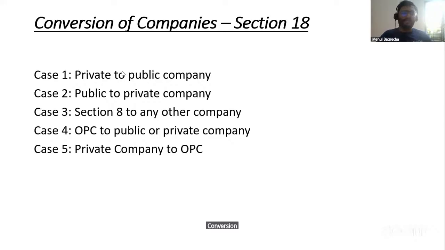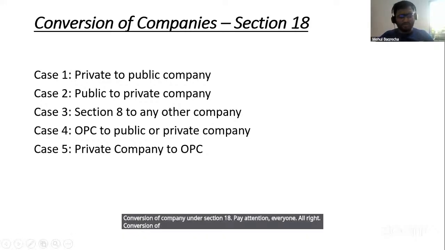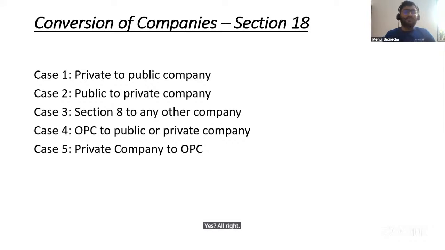Conversion of company under section 18. Pay attention, everyone. Conversion of company under section 18. Am I audible to everyone? Yes, sir. Section 18 says, if you want to convert your company, go ahead and convert. I will give you the permission.